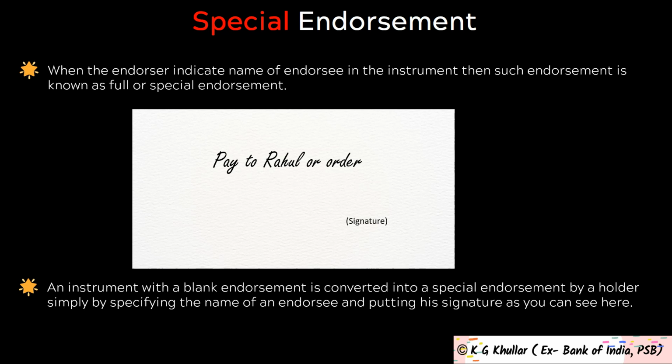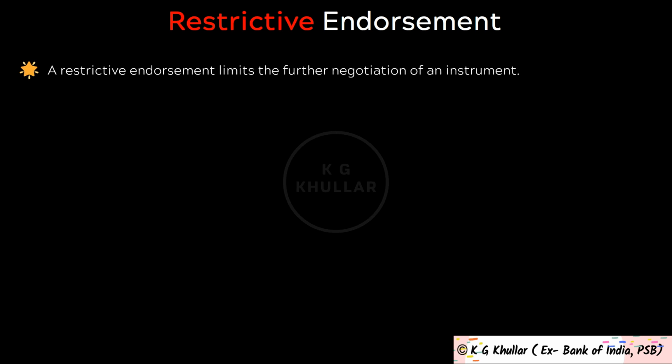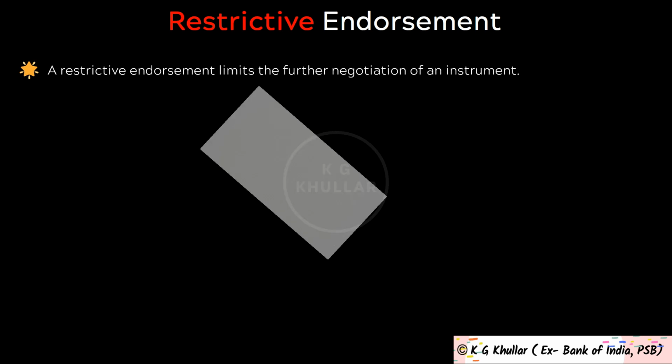The next type of endorsement is restrictive endorsement. Friends, a restrictive endorsement is one which limits the further negotiation of an instrument. So in case of restrictive, an endorsement is restricted or prohibited for further negotiation of negotiable instrument. For example, pay to Rahul only. Now this statement restricts further endorsement.